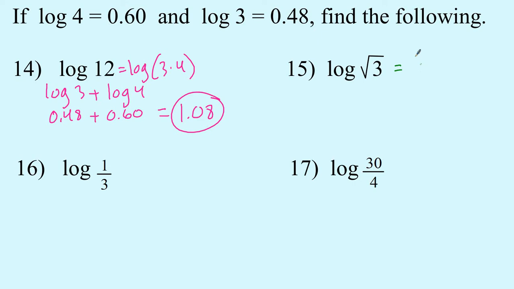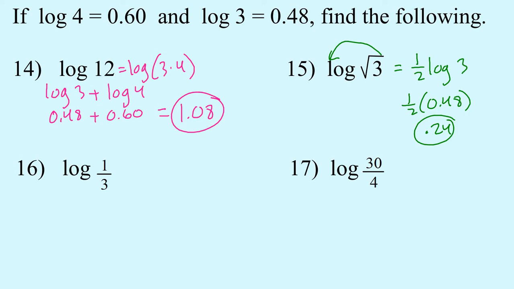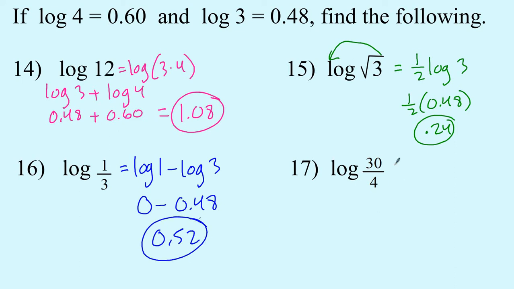The square root of 3 is the same thing as saying 3 to the 1/2. So we take the exponent, put it out front. Okay? So we get 1/2 of 0.48. So we get 0.24. All right, the next one, we can write that as log 1 minus log 3. So that's 0 minus 0.48. So we get negative 0.48.